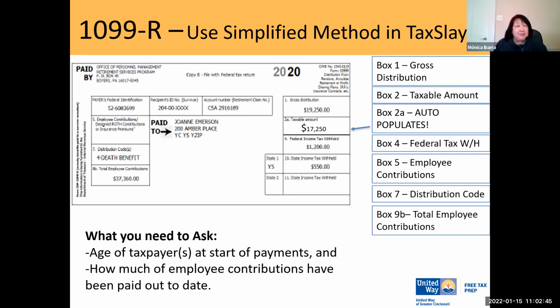Clearly, I am not the simplified method expert at my site, but you can see on the 1099-R, all the way on the bottom left, 9B is the box that shows your total employee contributions, and that's the number that you would put in there.